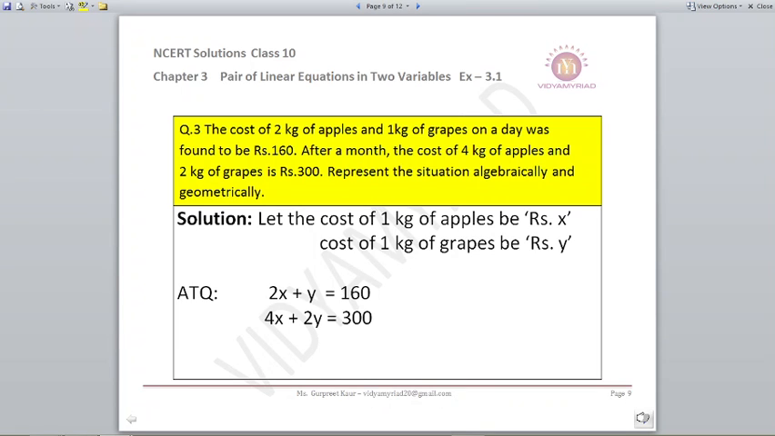Next, the cost of 2 kg of apples and 1 kg of grapes on a day was found to be rupees 160. After a month, the cost of 4 kg of apples and 2 kg of grapes is rupees 300. Represent the situation algebraically and geometrically. Now here let the cost of apples be x and the cost of grapes be y. For the first situation, the cost of 2 kg of apples and 1 kg of grapes means 2x plus y is equal to 160. After a month, the cost of 4 kg of apples and 2 kg of grapes is rupees 300. So the situation is 4x plus 2y is equal to 300.